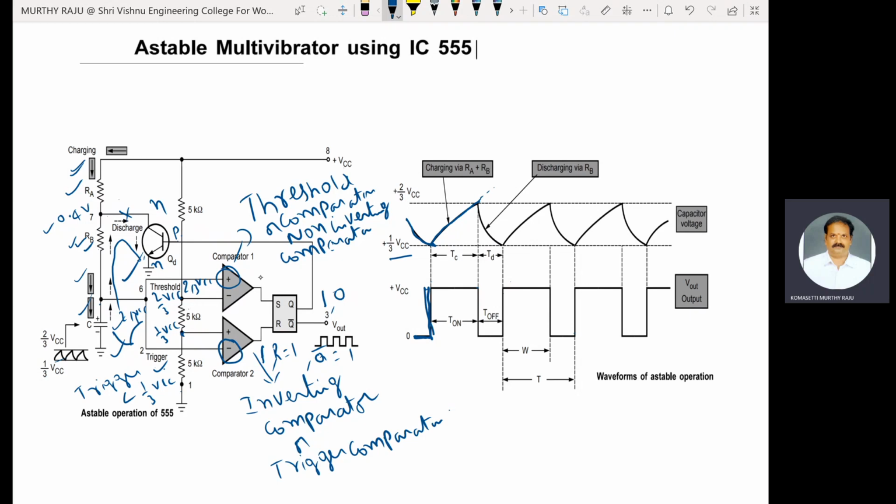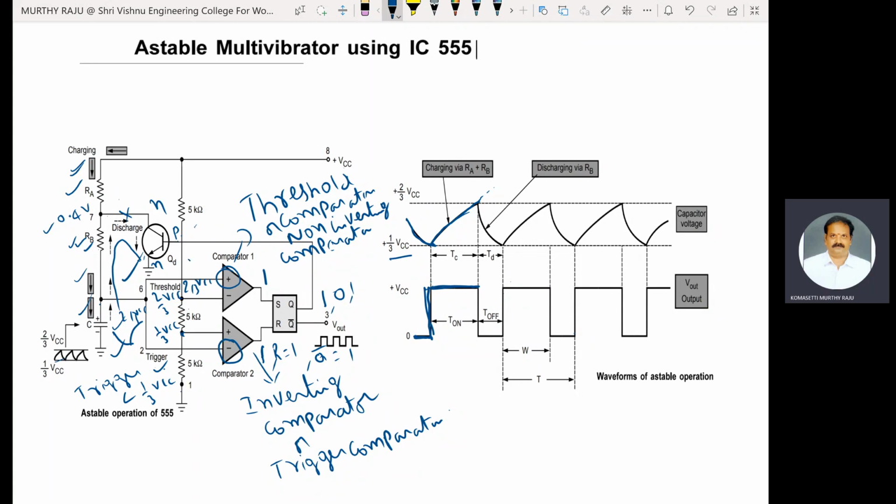the output of the comparator is high, and Q is high. At that instant, up to charging here, the output is maintained like that during the charging period of the capacitor. Okay, this is the one. Q is one.